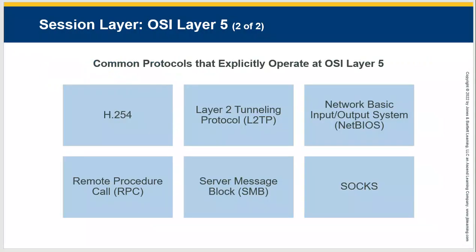Okay, so some common protocols that operate at layer 5. There's quite a few here. But the ones that we're going to be talking about today are H.264, Layer 2 Tunneling Protocol, NetBIOS, remote procedure call, server message block, and SOCKS. These things have varying levels of importance for us. As network engineers, we're probably most concerned with Layer 2 Tunneling Protocol. But a little bit about these.